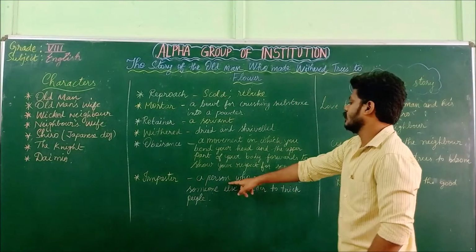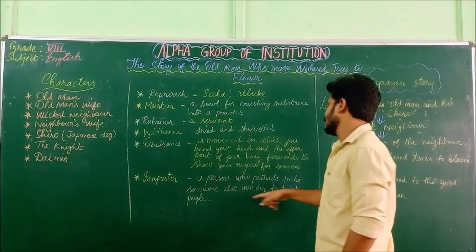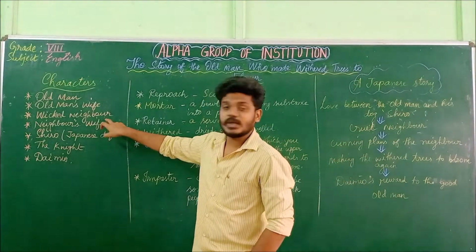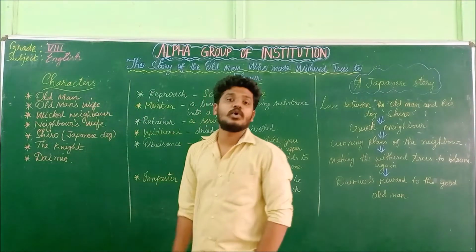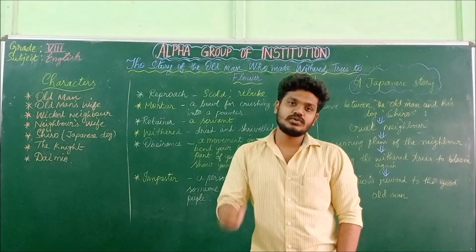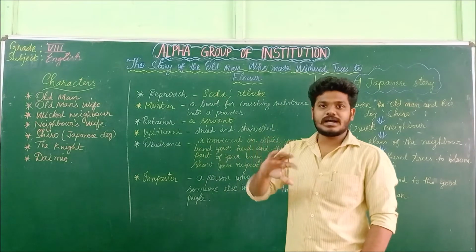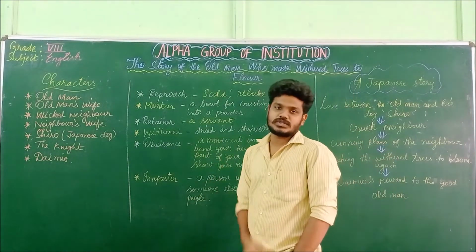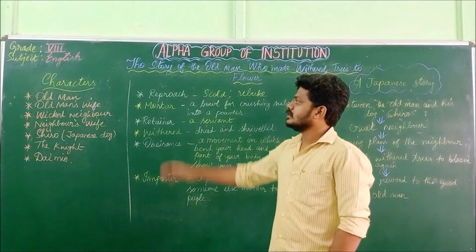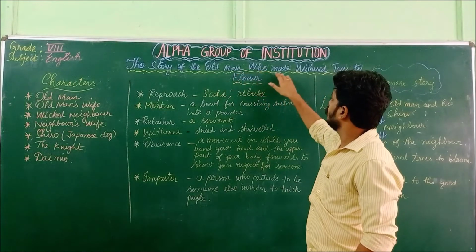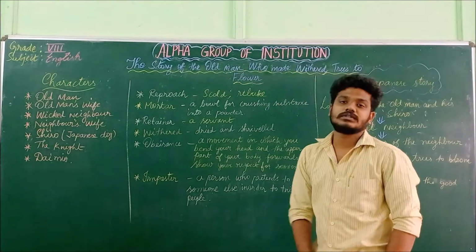Imposter is nothing but a person who pretends to be someone else in order to trick people. So this wicked neighbor impersonated the old man and went to the Daimyo's house to sprinkle ashes. Right. So that person who is doing a malpractice is called an imposter. Clear? So yes, this is the story of the old man who made withered trees bloom.